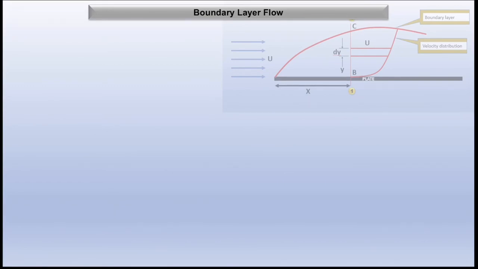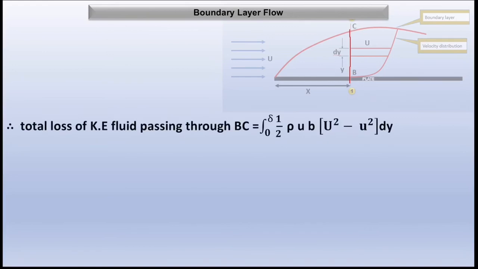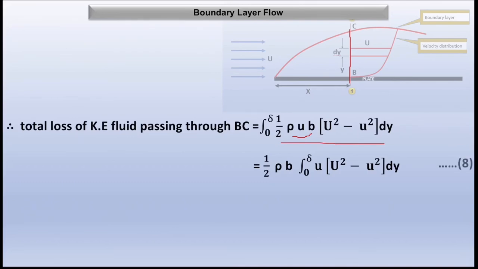In order to calculate the loss of kinetic energy for the whole thickness, we are going to use integration. So we will integrate this whole equation. Upon integration, we get 1 by 2 rho into b, integration from 0 to delta, u into U square minus u square dy. The constant terms will come out of the integration, and we'll name it equation number 8.